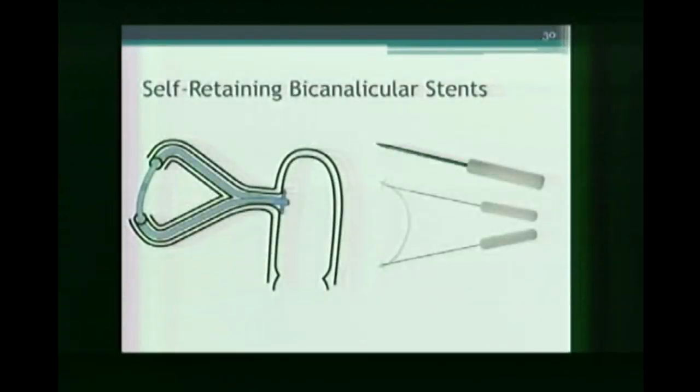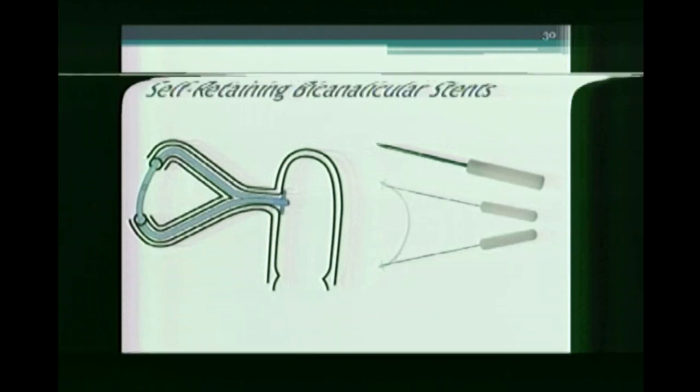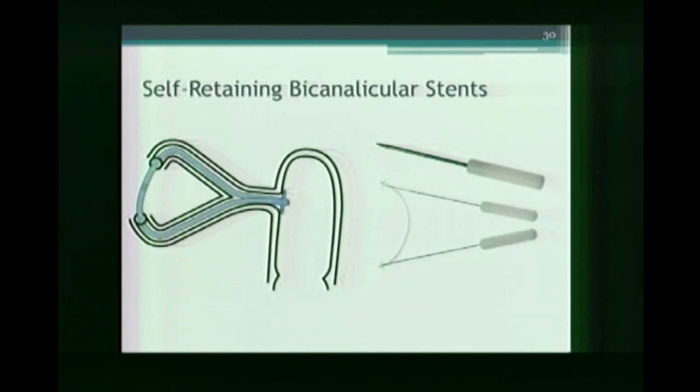Another method of stenting, or putting a prosthetic material in the canaliculi, is the self-retaining bicanalicular stent.